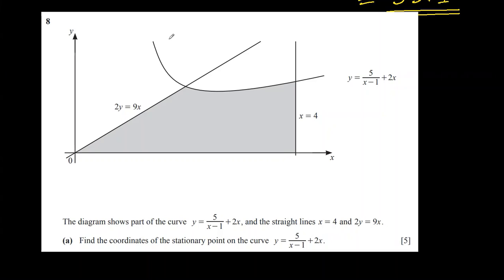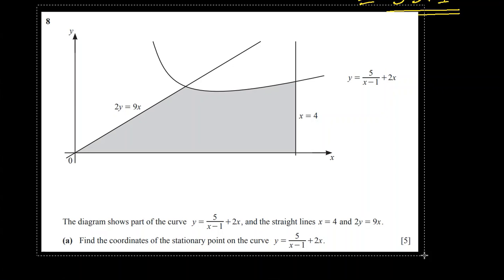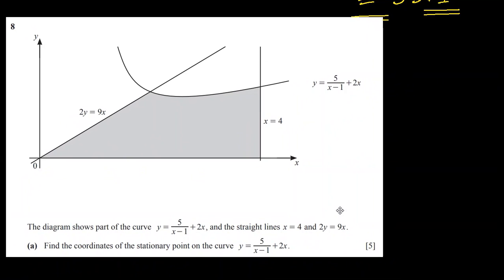So the lines are not important in the first part, we just have to find the stationary point of the curve. If we try to find it, it will be somewhere here. This is the stationary point, right? Here it is almost turning back. So for a stationary point, the gradient of the tangent is 0. That means the gradient of the tangent, which is dy over dx, should be equal to 0. In other words, they're asking us to find dy over dx of this particular function here.